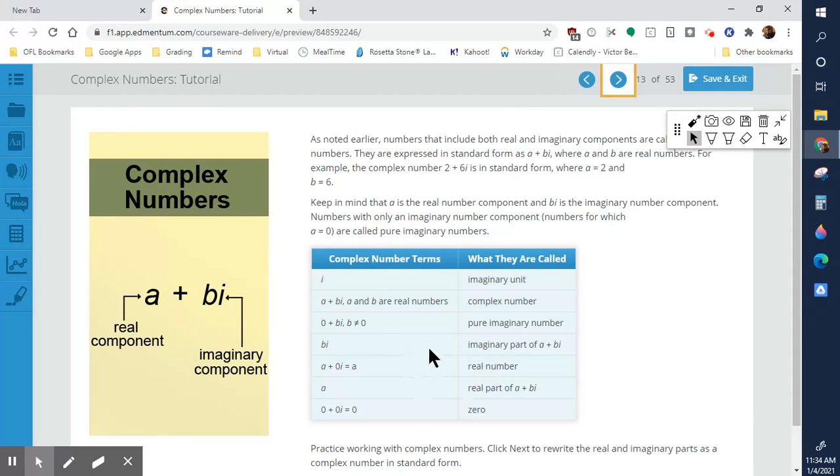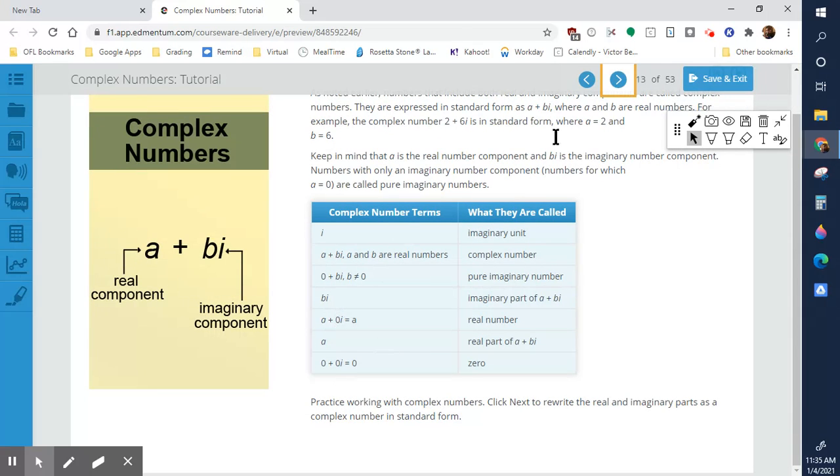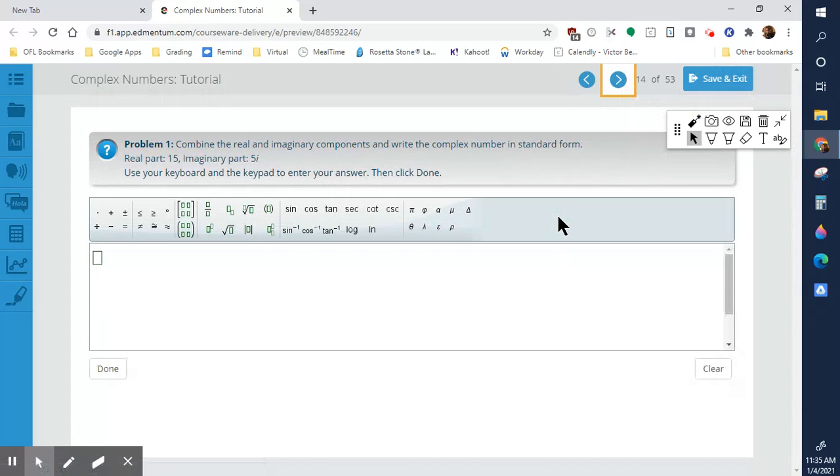Edmentum's kind of funny, where sometimes it expects you to know all these complicated things. Sometimes it's like, we're going to explain every little thing for you. So let's go into this next one.